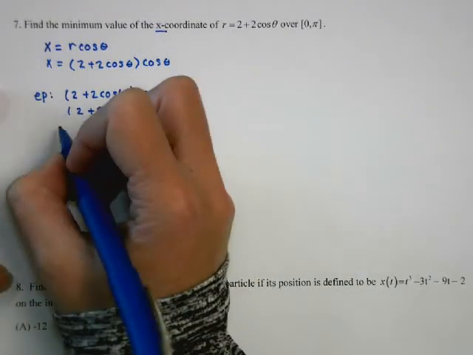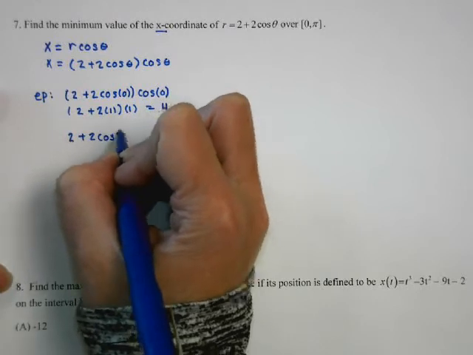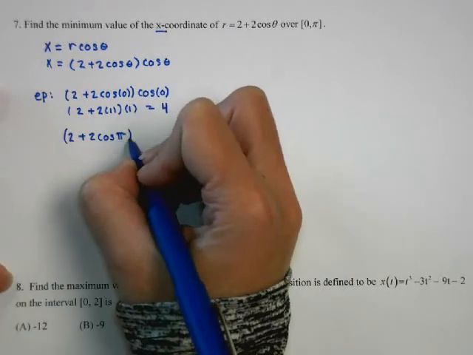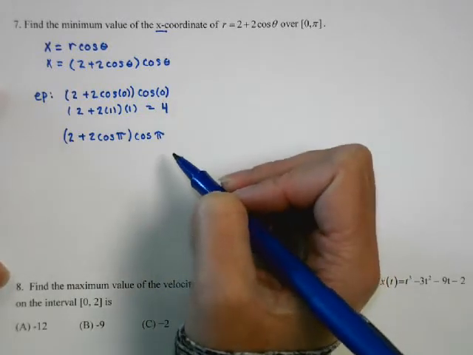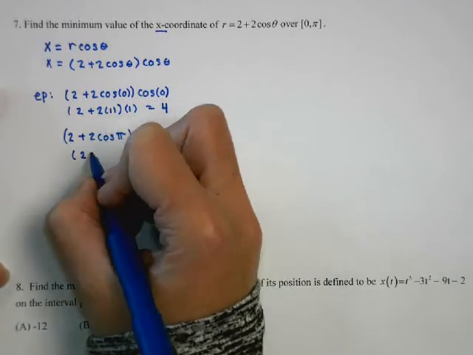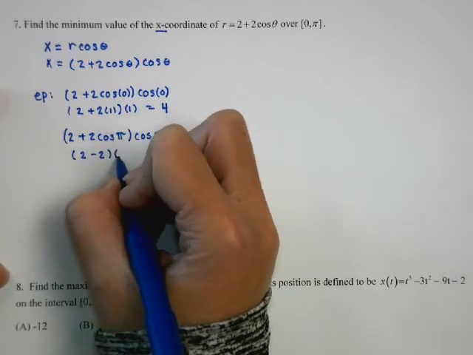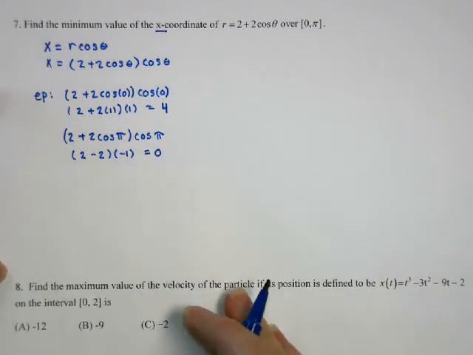Now we'll do pi. So 2 plus 2 cosine pi. Well, cosine of pi is negative 1. So this is going to be 2 minus 2 times a negative 1. So that's going to be 0.